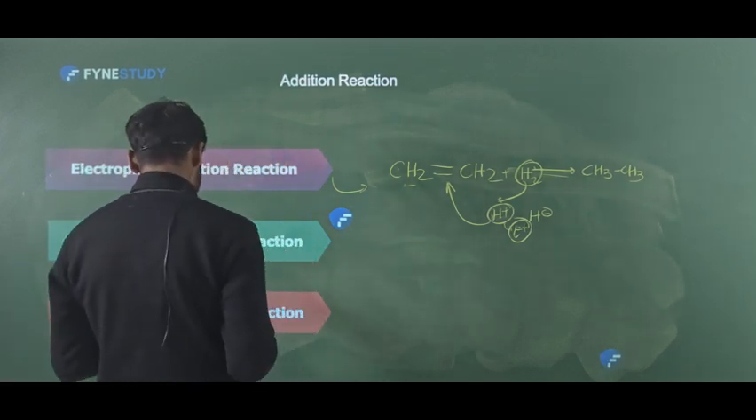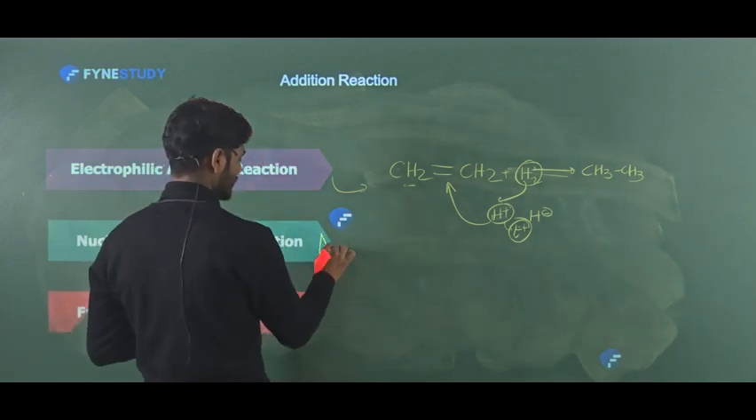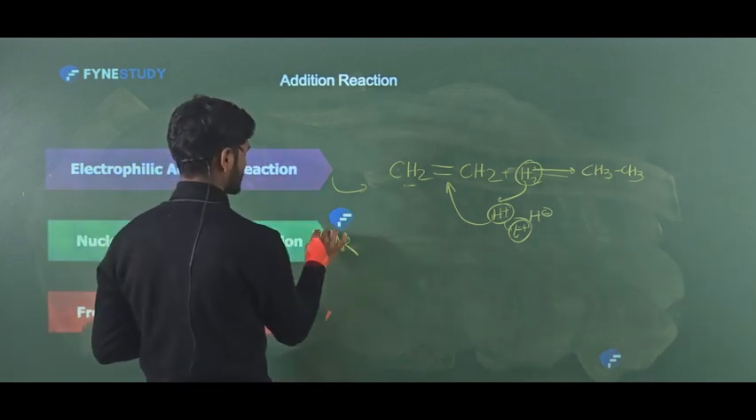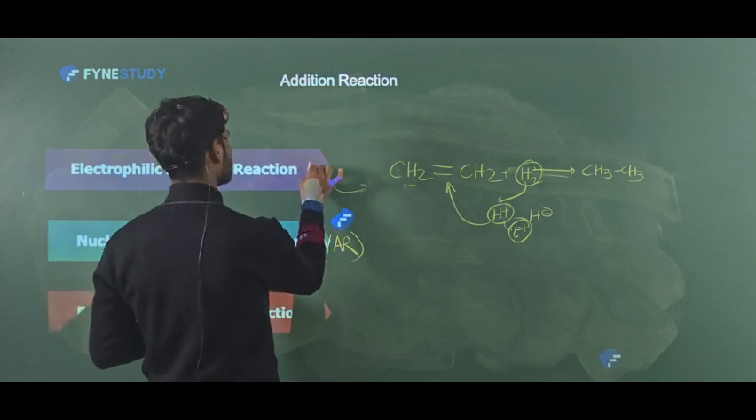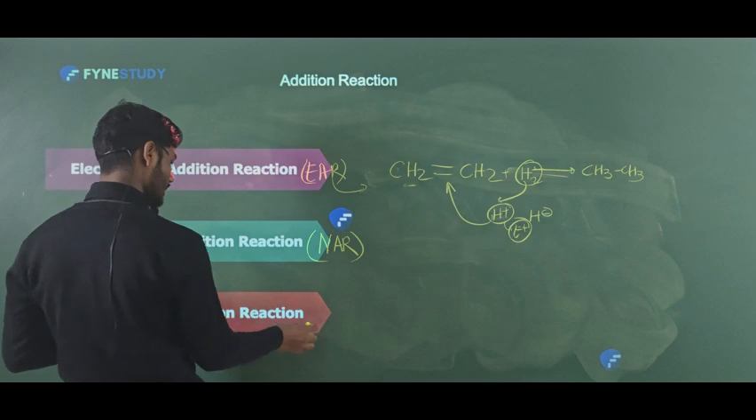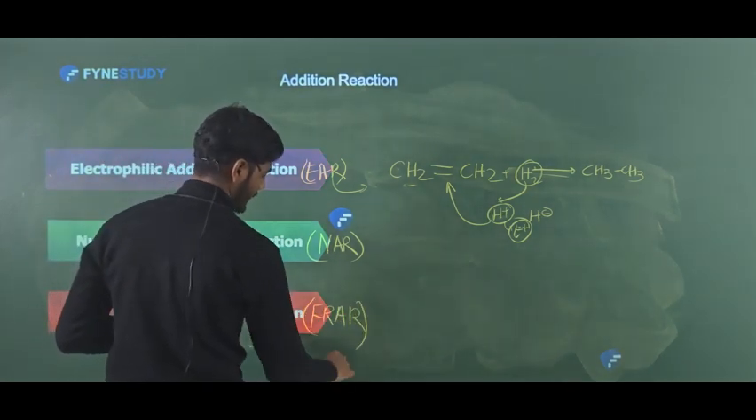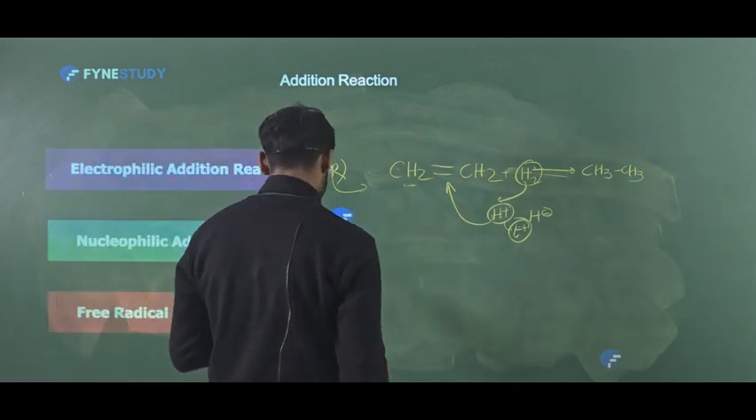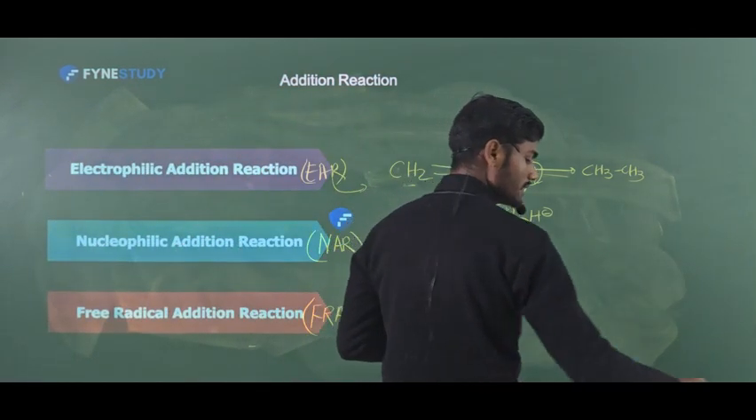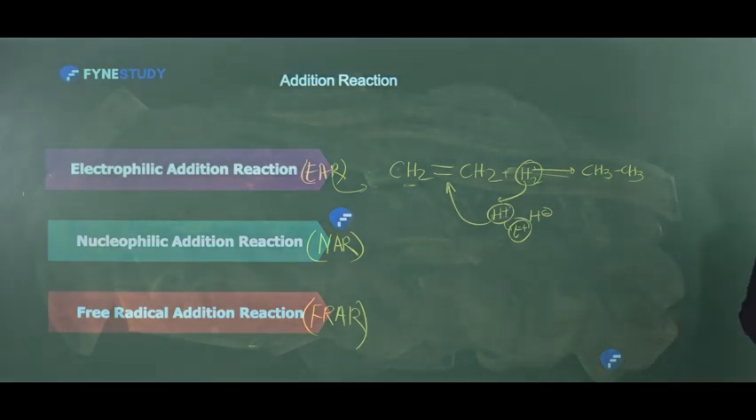Now see, next is the nucleophilic addition reaction. You can say this one as NAR. In short, this one is EAR. This one is FRAR. Now see, what is a nucleophilic reaction? You just write down this one. I'll just rub this part because I need some space for this one.